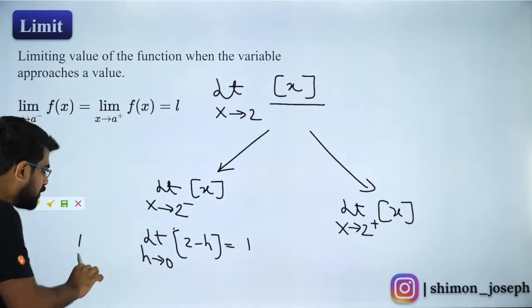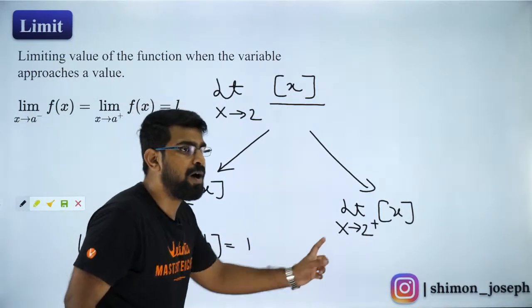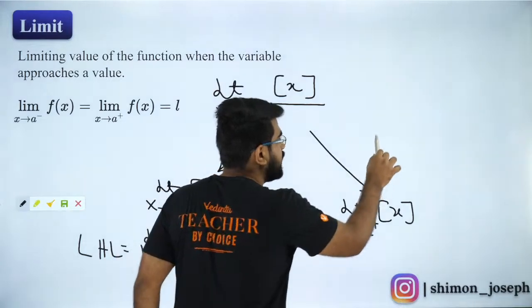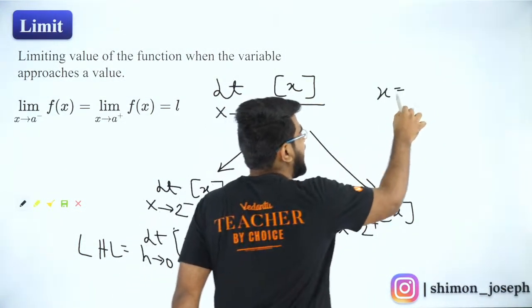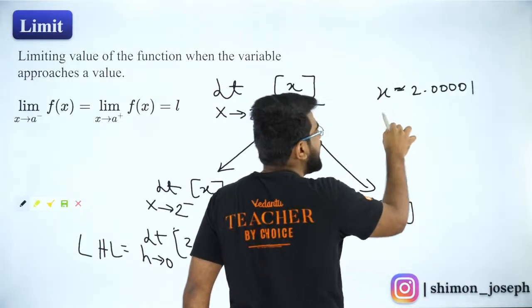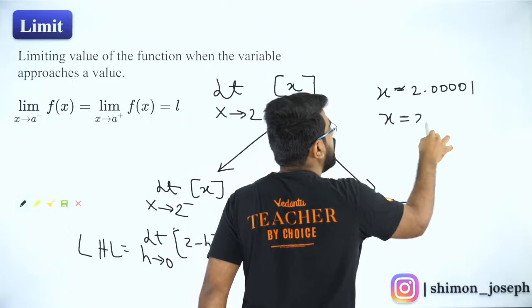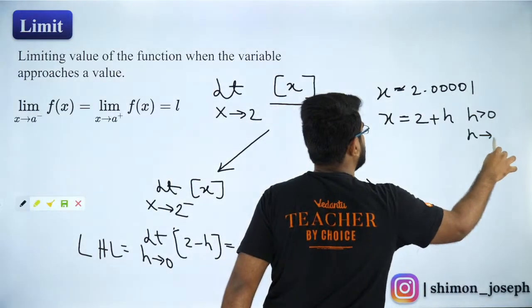So I have found my left hand limit. Similarly, I do my right hand limit. What is my right hand limit? I will say x is slightly more than 2, something like 2.0000001. So I can write x as 2 plus h, where h is a positive quantity and h tends to 0.